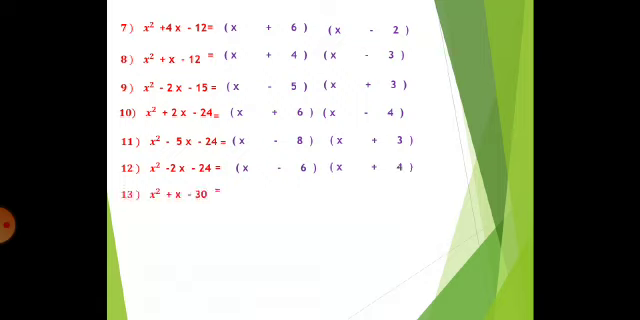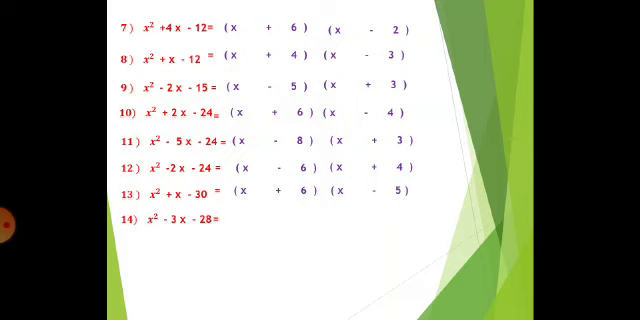x power 2 plus x minus 30. 30: 1 times 30, what else? 2 times 15 and 3 times 10, and 6 times 5. 6 times 5, its product equals 30, and the difference between them is 1. So we can write (x plus 6) and (x minus 5).